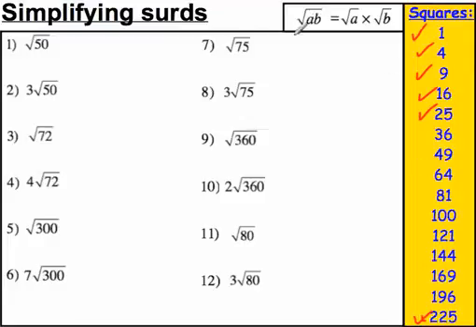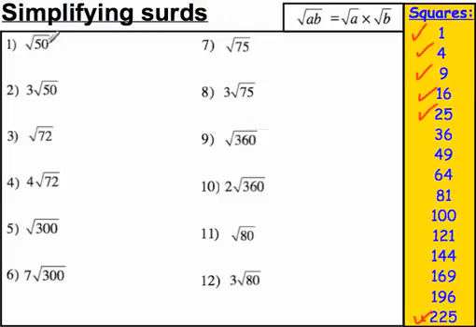Secondly, you should know that when you take the square root of two numbers multiplied together, that's the same thing as the square root of the first number multiplied by the square root of the second. For example, the square root of 3 times 5 is the same thing as the square root of 3 multiplied by the square root of 5. That fact is going to be key to us simplifying some surds. So let's start by doing this.